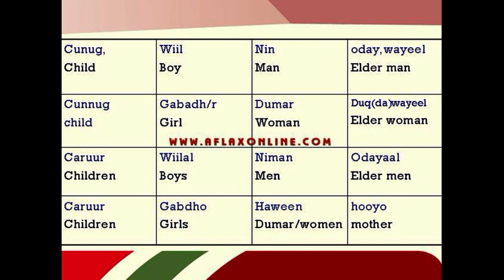Child, unuk. Boy, wiil. Let me say the Somali word, then the English word. Nin, man. Oday, waayeel, elder man. You can use oday or waayeel. Unuk, again, child. Whether that's a boy or a girl, a child is a child.